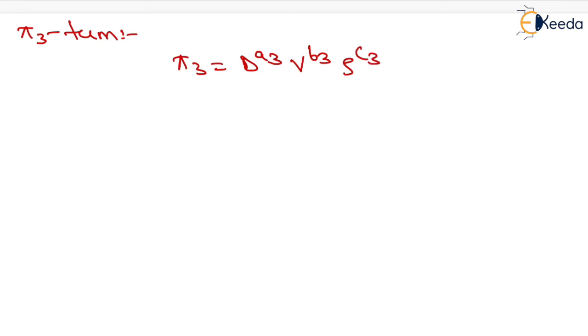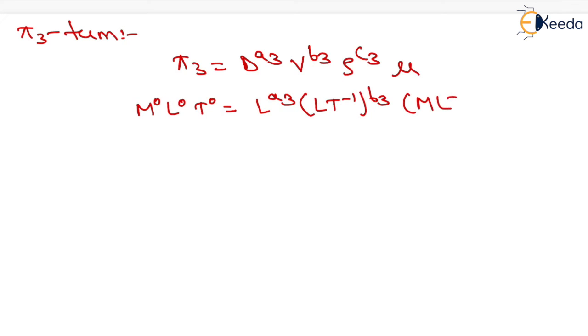Now we have to find the pi3 term. Pi3 will be equal to d to the power a3, v to the power b3, rho to the power c3 and mu. Now substituting the dimensions on both sides, we will have M0 L0 T0 equals L to the power a3, LT minus 1 to the power b3, ML minus 3 to the power c3 and ML minus 1 T to the power minus 1.